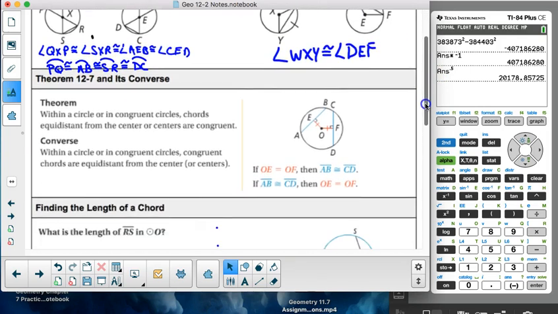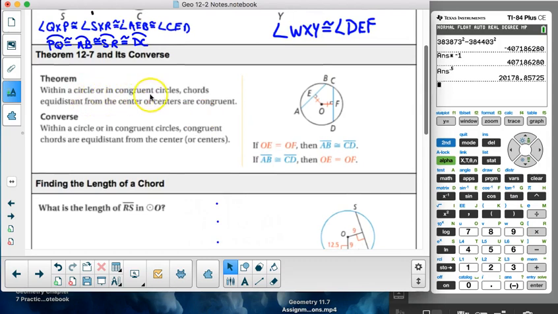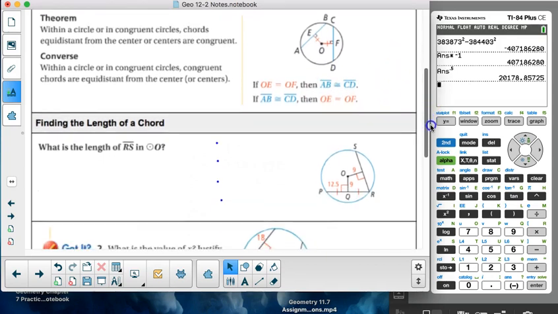Now, in theorem 12.7, and its converse, within a circle or congruent circles, chords equidistant from the center or centers are congruent. So if I have this chord, and they're the same distance, and it's a perpendicular distance from the center, okay, and they're the same, then I know these two chords are the same. And the converse of that is true. If I know two chords are congruent, then I know that their perpendicular distance from the center of the circle are identical. Okay, so how can I use this?